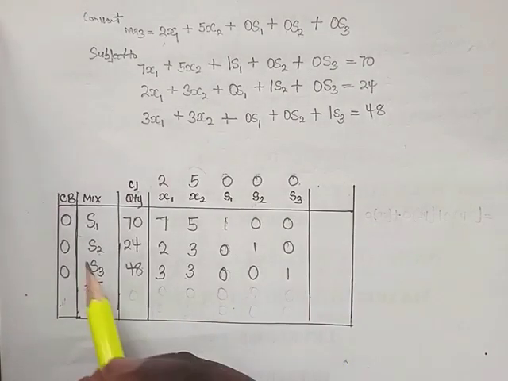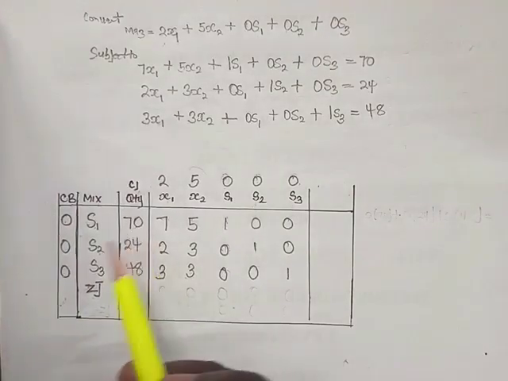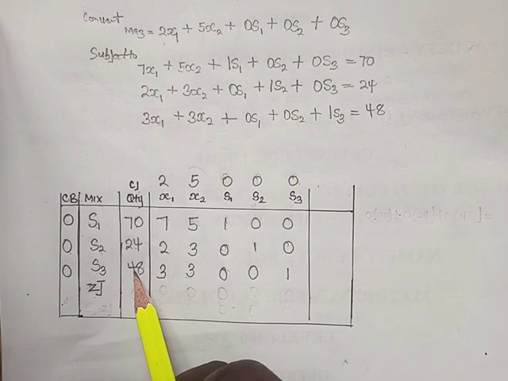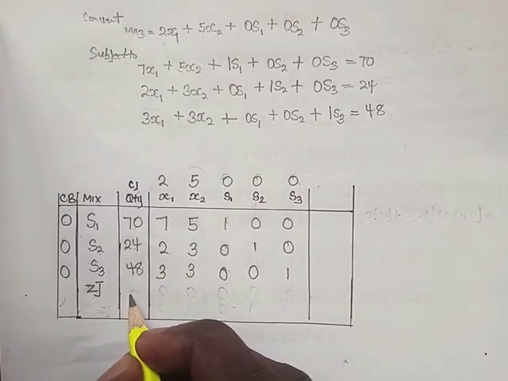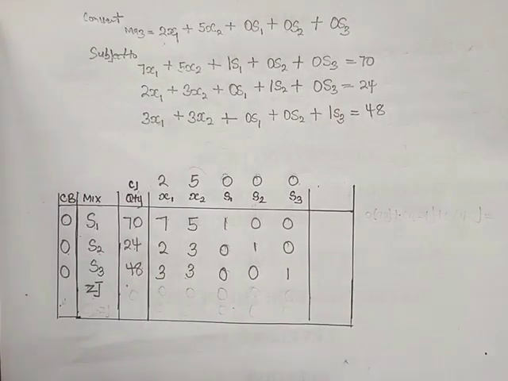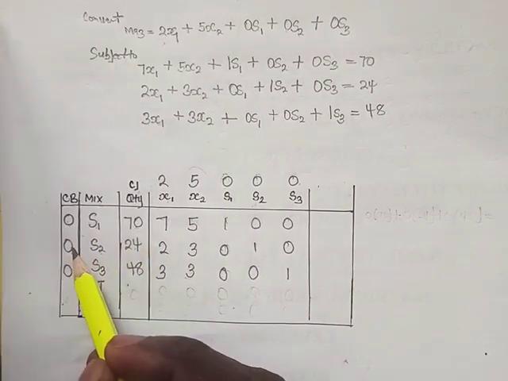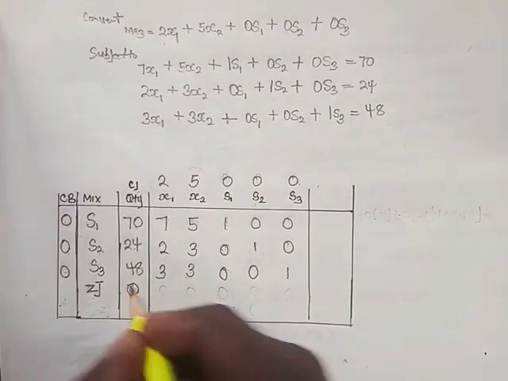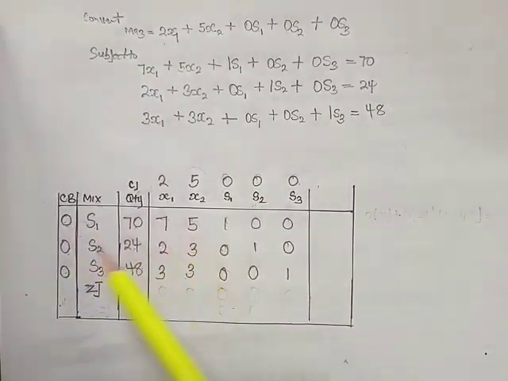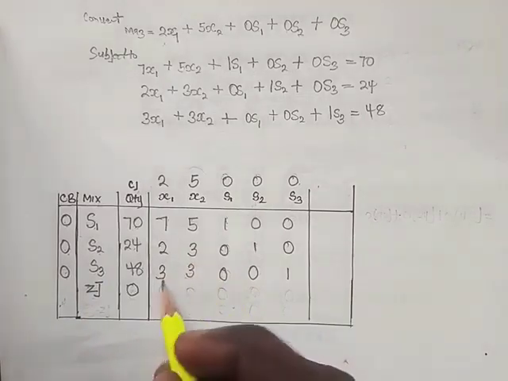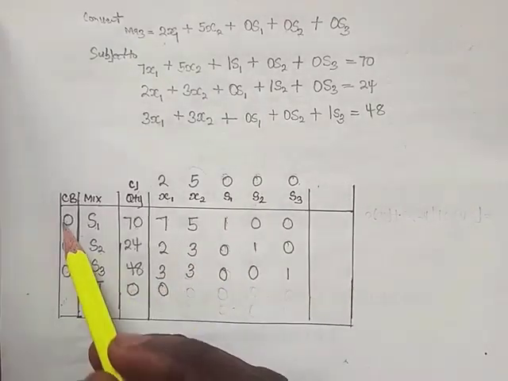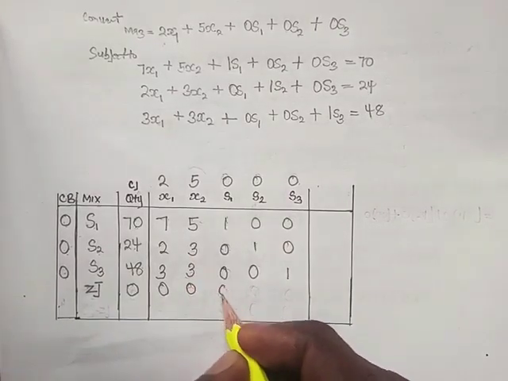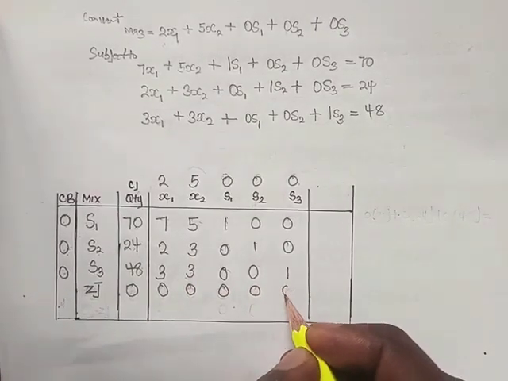How do we solve for our Zj? By saying 0 multiplied by 70 plus 0 multiplied by 24 plus 0 multiplied by 48. That is how to solve for your Zj, and the final answer here is 0. If you do everything here, it's going to be 0, because 0 multiplied by 5 plus 0 multiplied by 3 plus 0 multiplied by 3 again is 0. So everything here will be equal to 0.